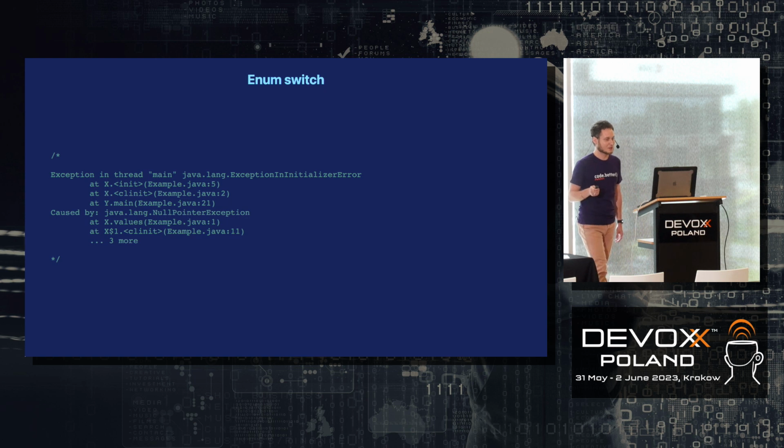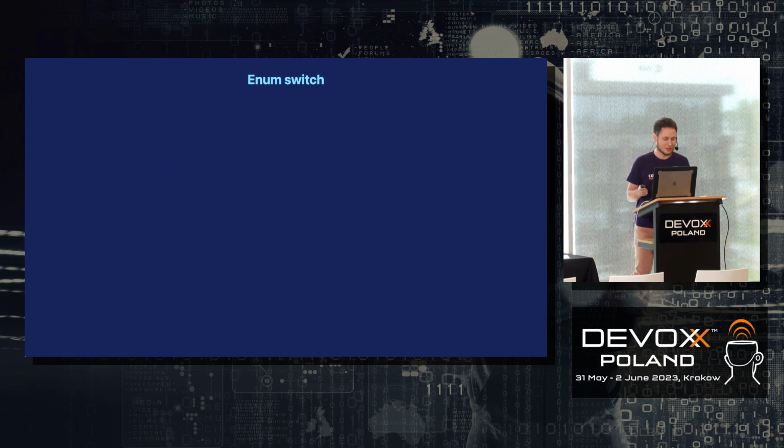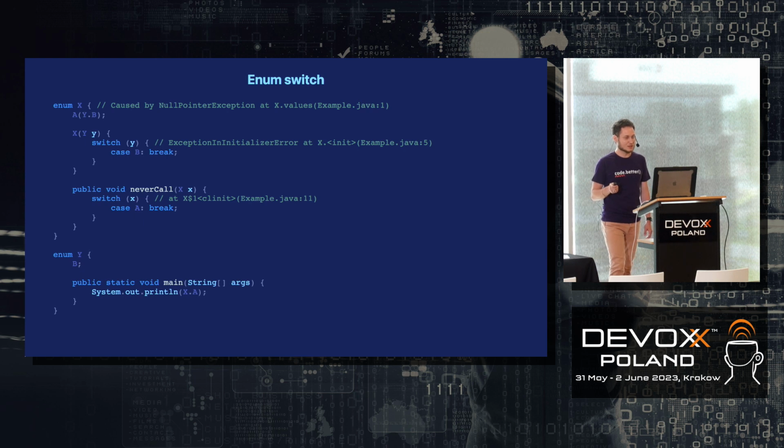ExceptionInInitializerError, NullPointerException. This even happens, yeah, okay, how is it going to look? We're going to see the cause, NullPointerException at our line number 1. This cause belongs to the ExceptionInInitializerError, which is raised on line number 5. And the stack trace is also going to contain line number 11 in a method that is never called. This source code doesn't contain any single invocation of a method never called.